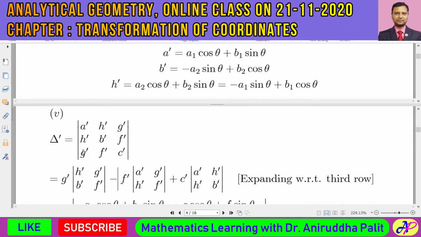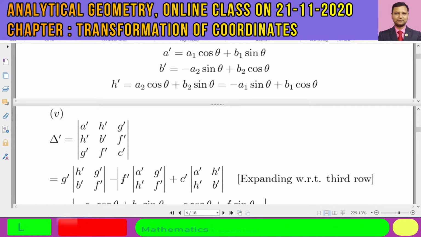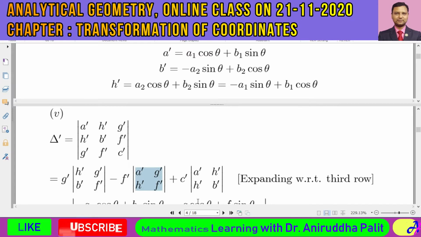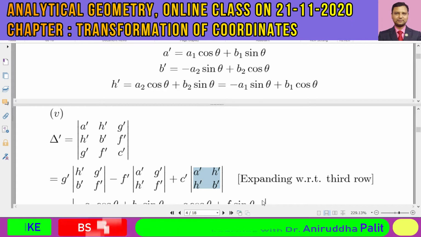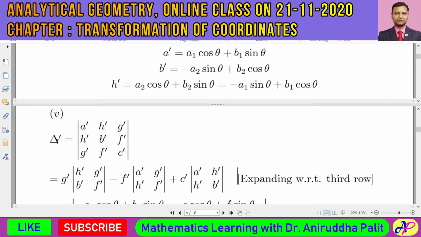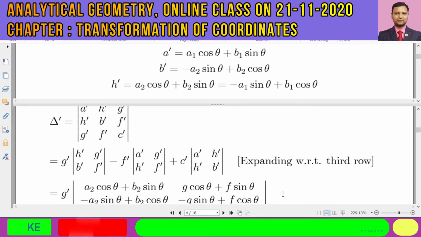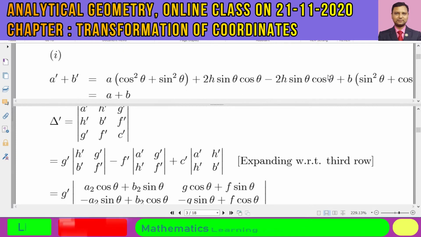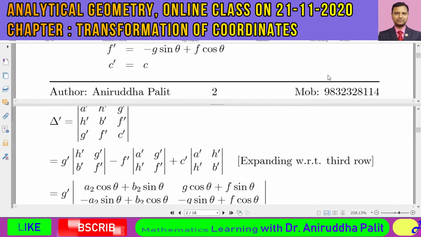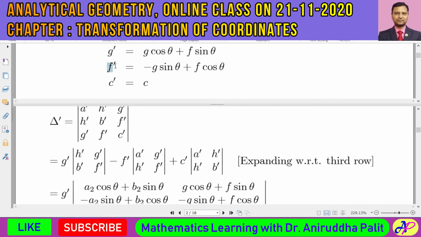Next, if this is plus, then the next term would have the minus sign. So A prime into the corresponding determinant, plus after minus sign we will have another plus sign. So C prime into the corresponding cofactor. Got it? So in this way, we can expand the determinant delta prime. And now, what we are going to do is consider this first determinant. In this first determinant, we already have the expressions of A prime, B prime, H prime, and along with that, the expressions of G prime and A prime. So over here, H prime is there.